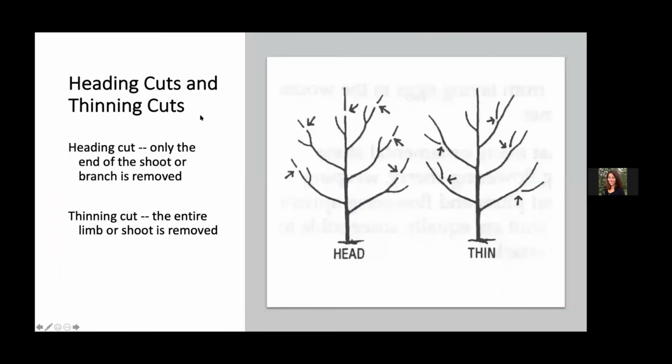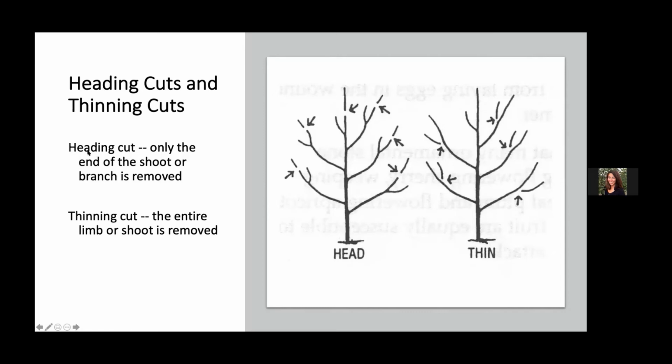Some general concepts for pruning are heading cuts and thinning cuts. Heading cuts are when you just take off the tip of the shoot or branch, but a thinning cut is when you actually remove the entire branch to the collar. I don't have a good picture of what a collar looks like, but it's sort of the raised portion at the base of a branch. You may want to Google that before you venture into pruning, but you really want to cut at that collar and not gouge into the main limbs of the tree. That will help promote better healing as you make those cuts.